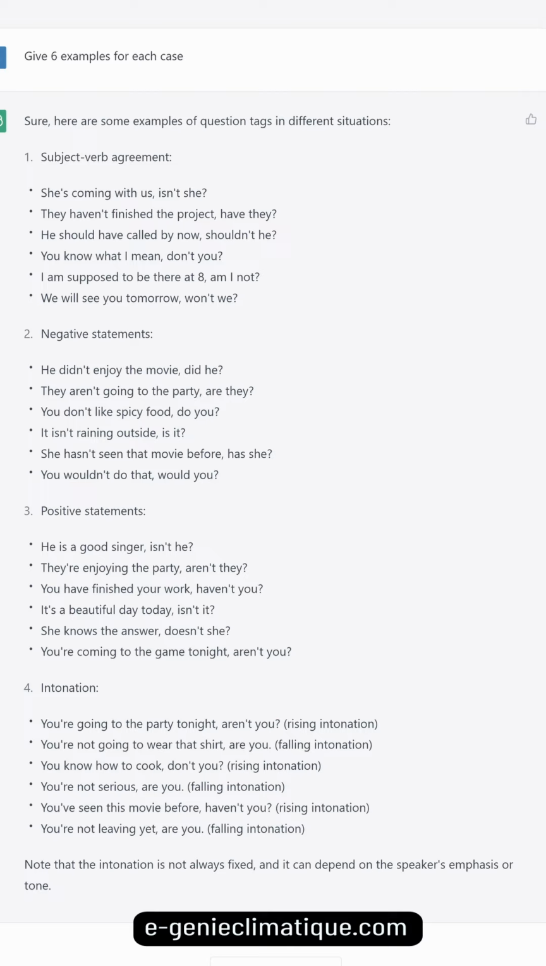Intonation. "You're going to the party tonight, aren't you?" Rising intonation. "You're not going to wear that shirt, are you?" Falling intonation. "You know how to cook, don't you?" Rising intonation. "You're not serious, are you?" Falling intonation. "You've seen this movie before, haven't you?" Rising intonation. "You're not leaving yet, are you?" Falling intonation. Note that the intonation is not always fixed, and it can depend on the speaker's emphasis or tone.